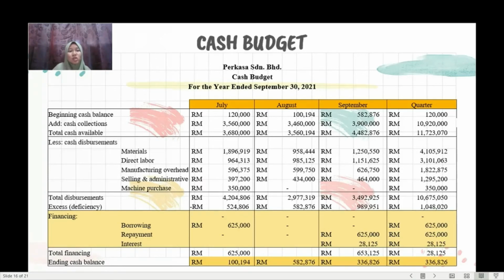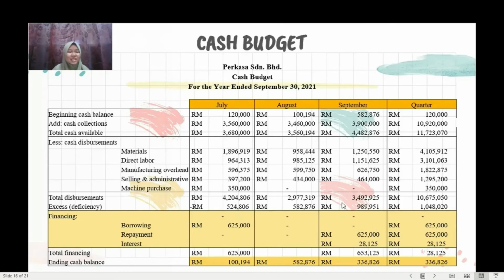And then from total cash available, we minus the cash disbursements for material, direct labor, manufacturing overhead, selling and administrative, and the machine purchase, which is all budgeted. As we can see, there is a machine purchase in July, but none in August and September, because it states that Perkasa only purchases a new machine in July. So we just leave it blank in August and September.